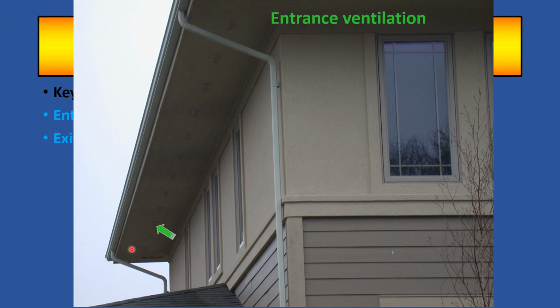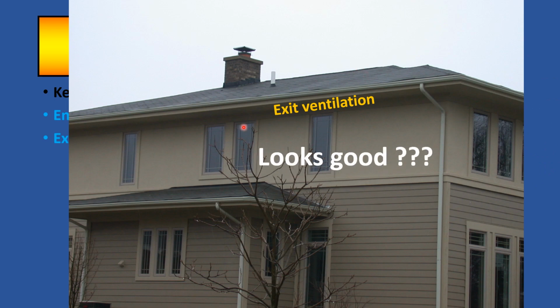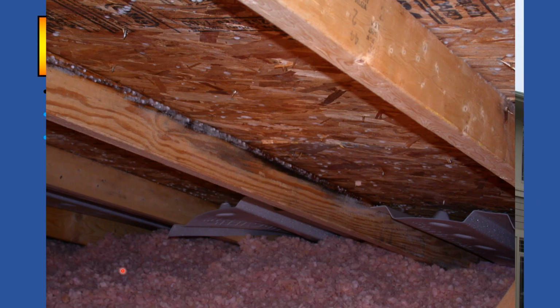Now, let's follow this. Boy, they did an excellent job of putting in these vents for entrance ventilation. Looks nice, huh? Well, let's move on to the next one. Exit ventilation. See that area up there? That is supposed to be a continuous roof ridge vent. We'll get back to this. Looks good? Well, yes and no.